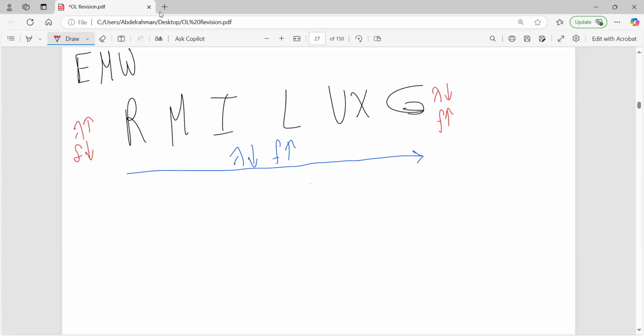And last but not least, the gamma rays are used for what? They are used for medical purposes, such as sterilizing medical equipment. They can be used for curing cancer. But on the other hand, too much gamma rays could cause cancer. Gamma rays could be used to cure cancer, but the excessive use of gamma rays could cause cancer. So we need to be very precautious while using gamma rays.